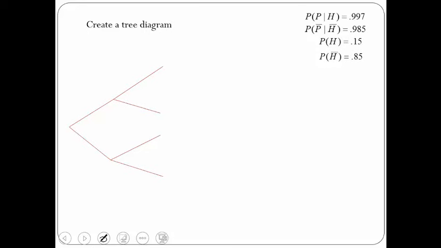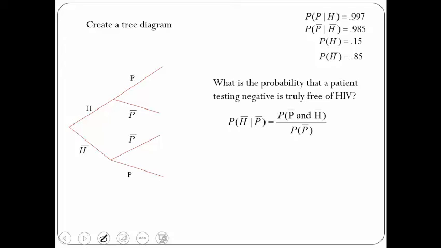Now, what has to happen first in this situation? Would you have to test or have the disease before you tested positive or negative? Common sense here. You either have to have the disease or not have it before moving forward. So it's either someone has HIV or does not. And then from there, they can either test positive or negative. So I'm using not P as negative. So what's the probability a patient testing negative is truly free of HIV? That's what we wrote before, right? Given that they are negative, that they don't have HIV.